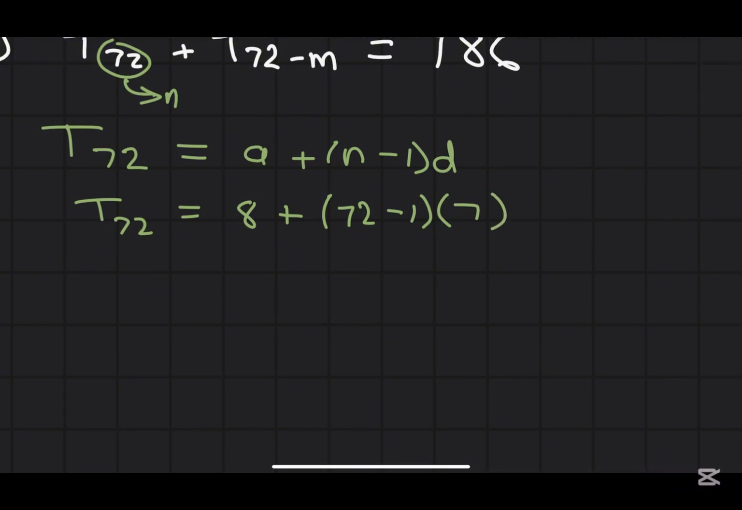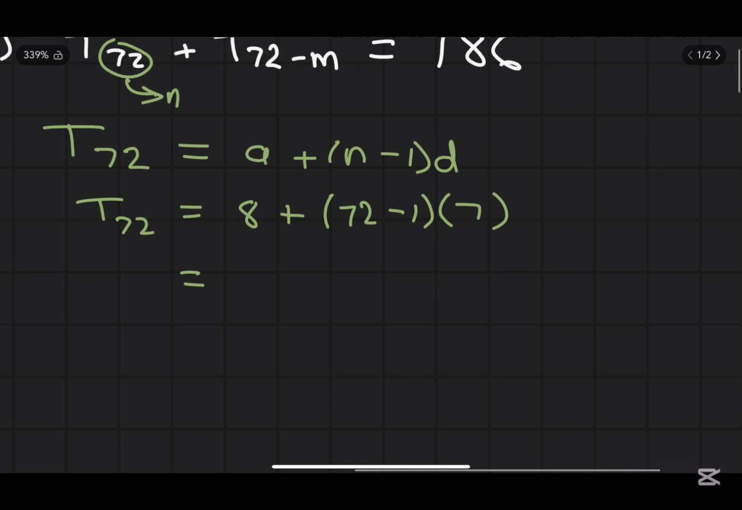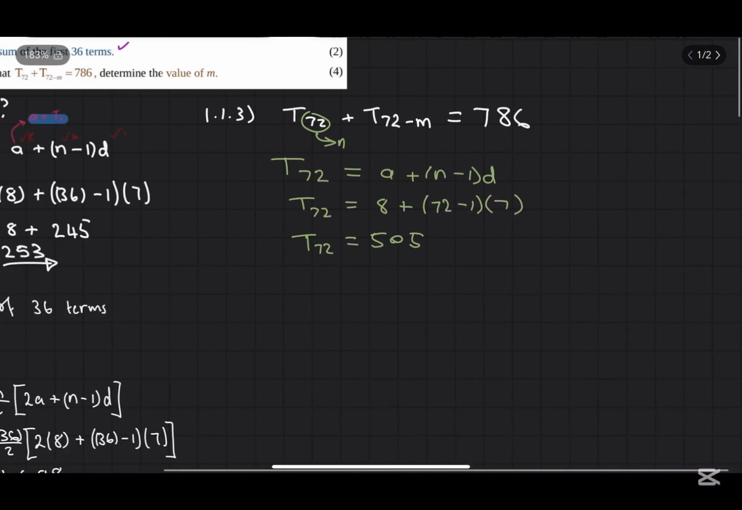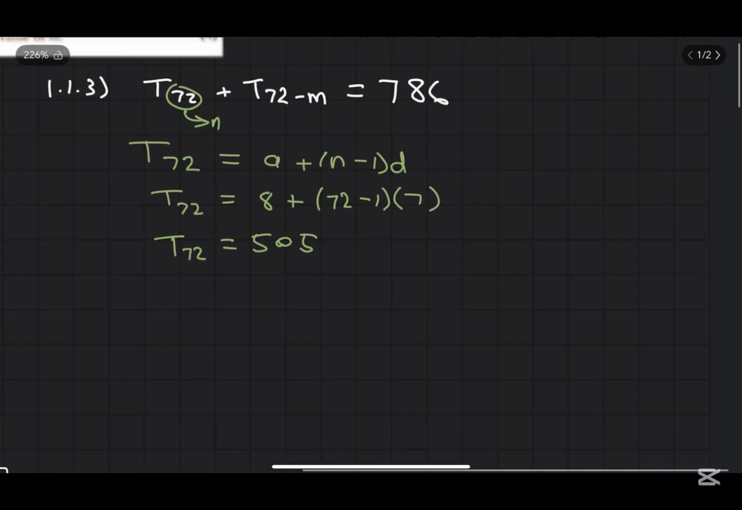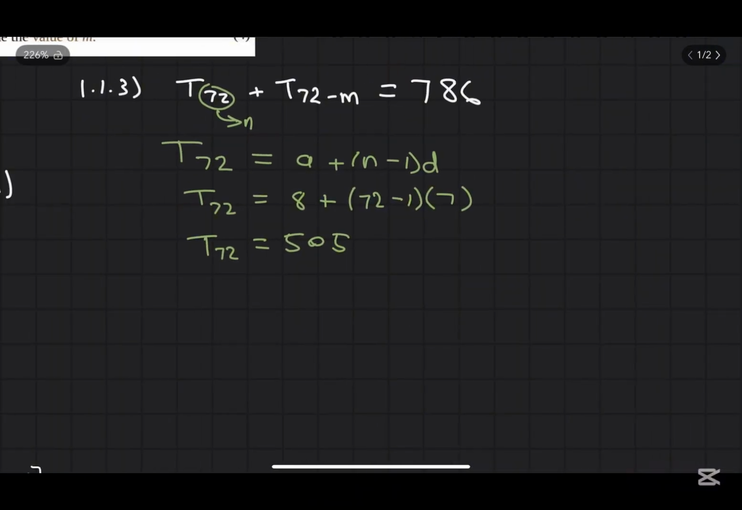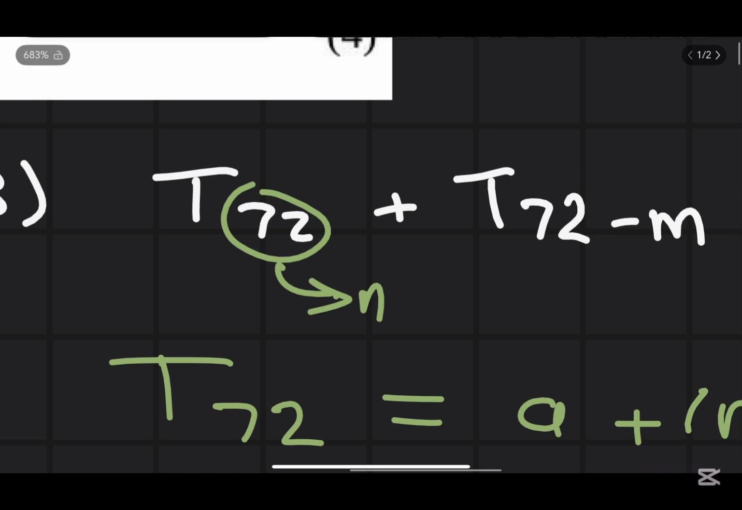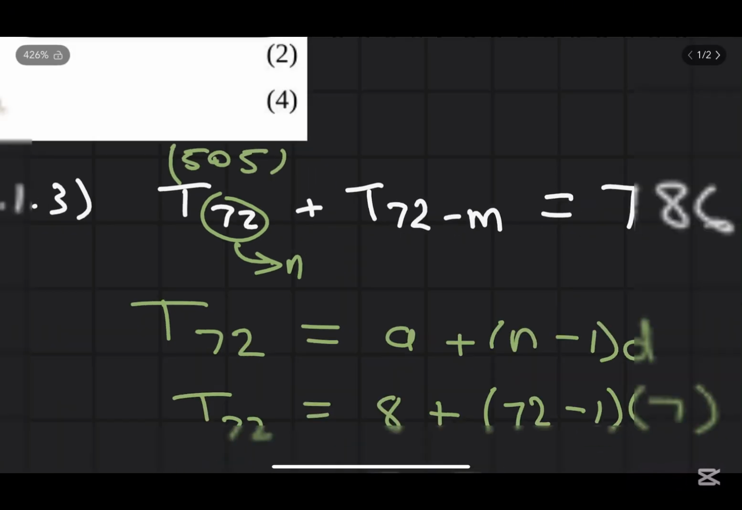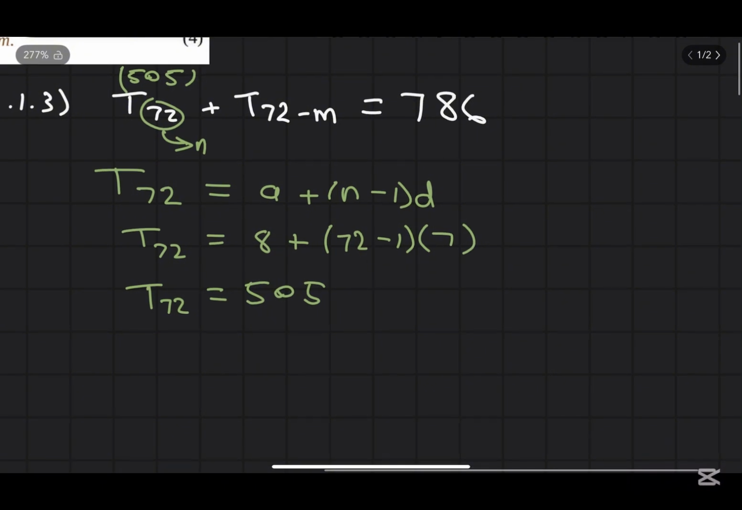And we put all of that in our calculator, and with that we get an answer of 505. That's not the final answer, that's why I don't put a line under it. So now in this place we can actually put 505. We have determined that, so T72 is determined.